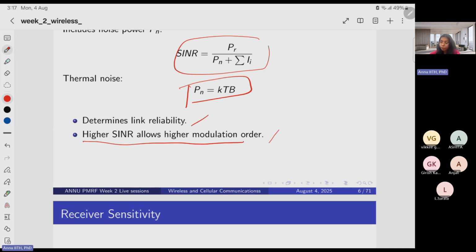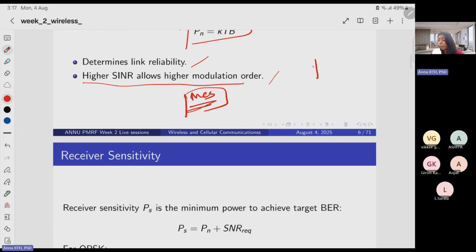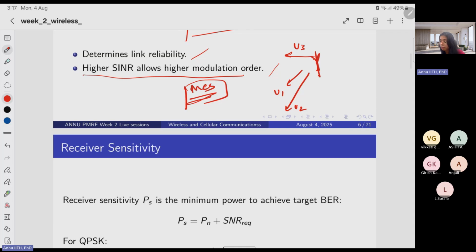What does this mean? Suppose we have high SNR near the base station, then consider the modulation order, for example QPSK, 16-QAM, 32-QAM, and ask which is better. As we know, 32-QAM is better than 16-QAM, so 32-QAM has a higher modulation order. That is called modulation and coding schemes. Based on this SINR, the base station determines a different modulation scheme for user one, user two, user three, because the environment is changing.